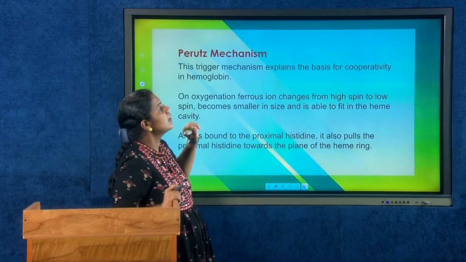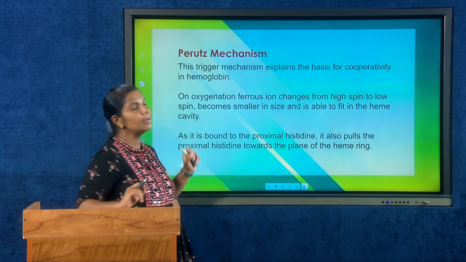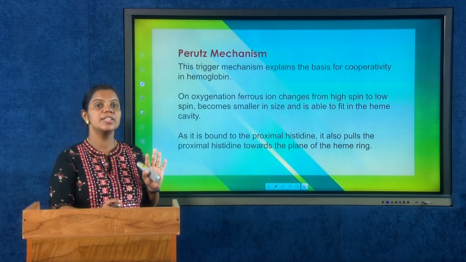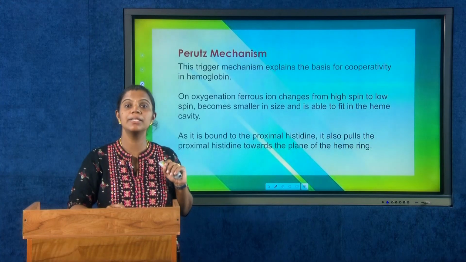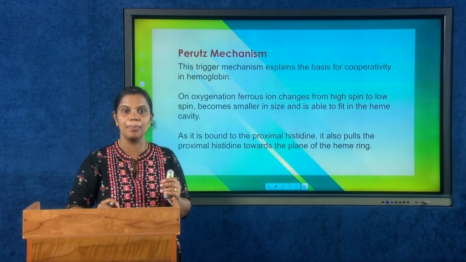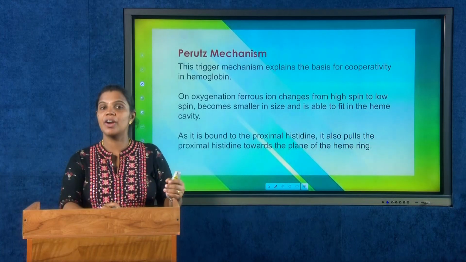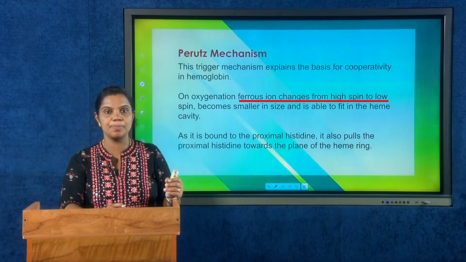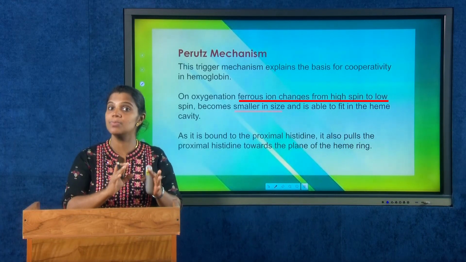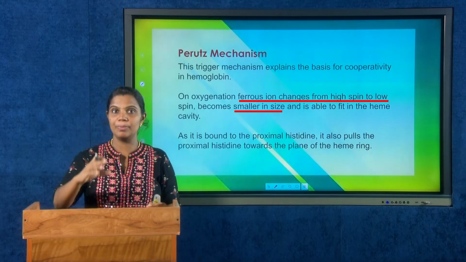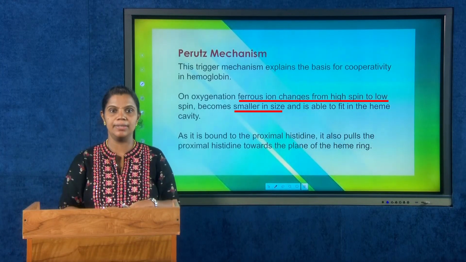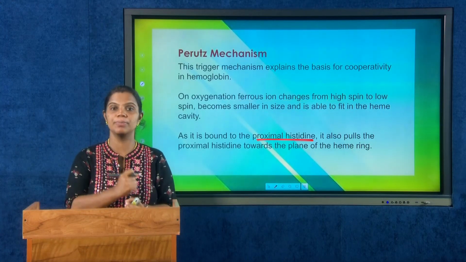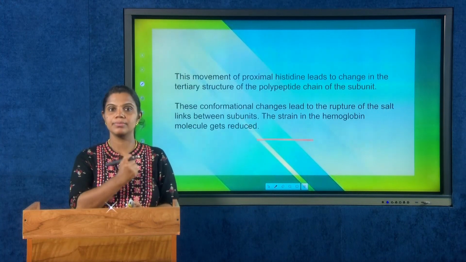The chemistry of this oxygenation of hemoglobin can be explained by the Perutz mechanism. This is a trigger mechanism that will explain the basis of cooperativity in hemoglobin. So, on oxygenation, what will happen? The ferrous ion will get changed from the high spin state to the low spin state, and it will become smaller in size, and it will be able to fit in the heme cavity. As it is bound to the proximal histidine, it also pulls the proximal histidine towards the plane of the ring.